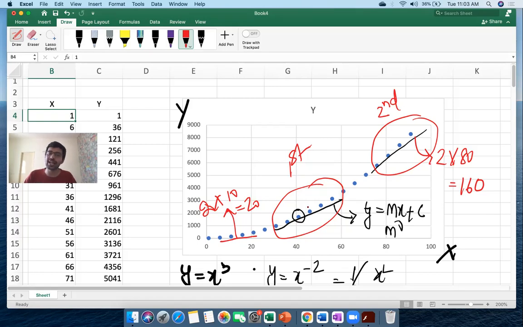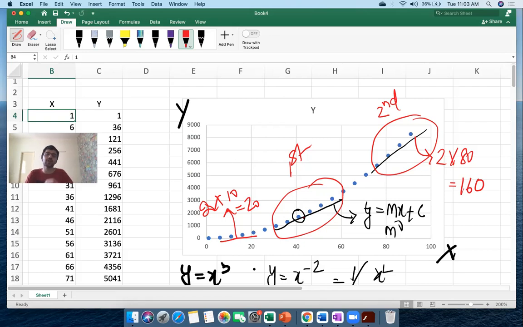So we drew a tangent at x is equal to 40 because we were standing at x equal to 40. In another instance, if we were standing at x equal to 80, we would draw a tangent at x is equal to 80, and the slope in that case was 160, which means it's so steep that when x changes by 1 unit, the value of y is going to change by 160 units. If x is equal to 40, and the value of x changes from 40 to 41, then the value of y is going to change by 80 units.